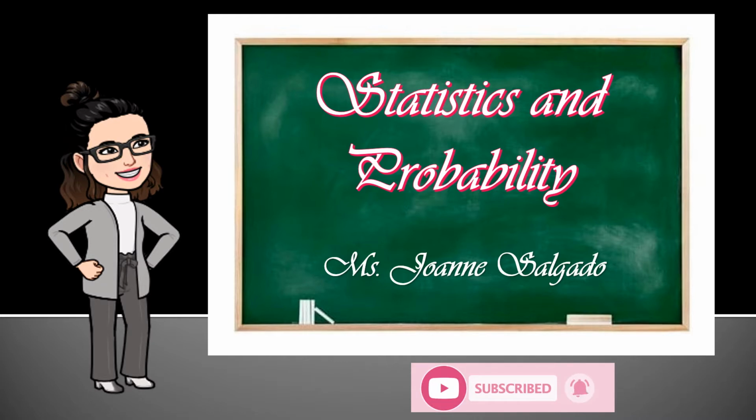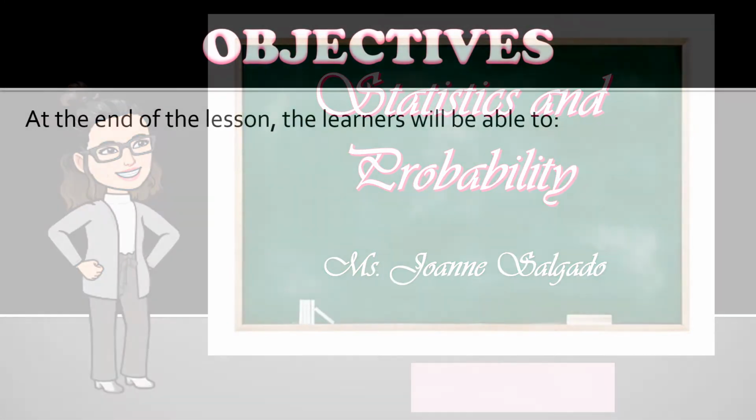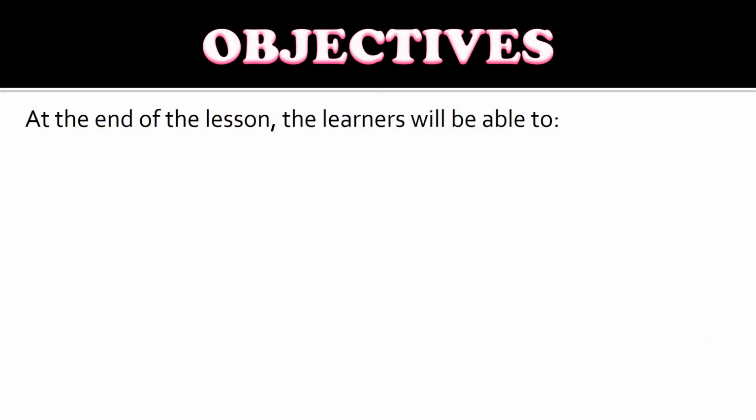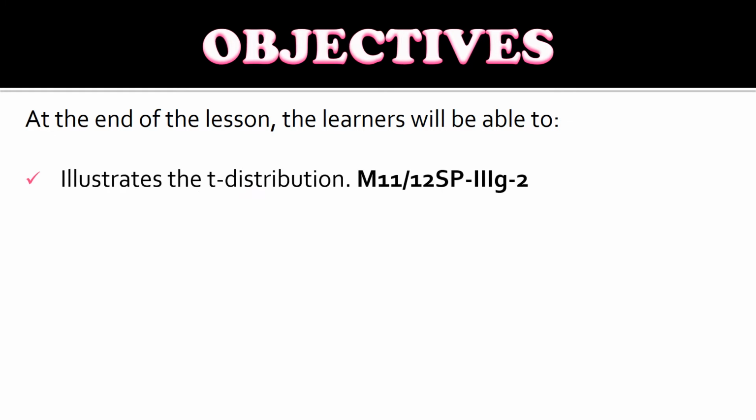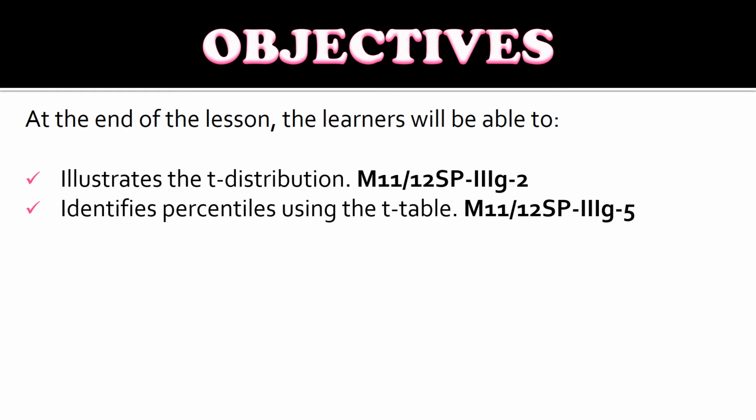This tutorial is for statistics and probability, a subject which is intended for grade 11 senior high school students in the Philippines. Today's objectives: at the end of the lesson, the learners will be able to illustrate the t-distribution and identify percentiles using the t-table.